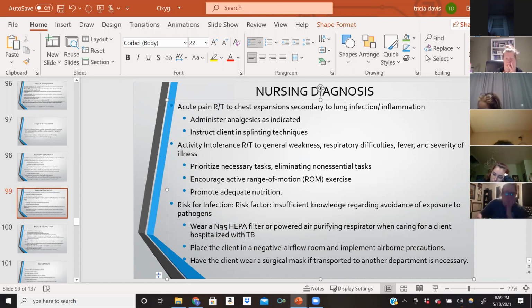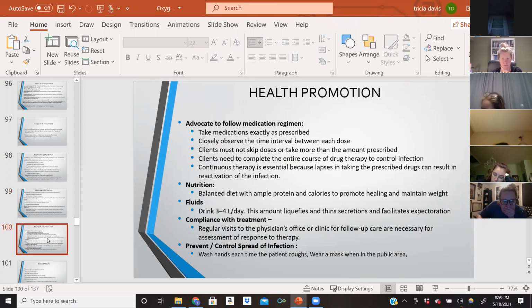The next thing, place that client in a negative airflow room, implement those airborne precautions, and then have the client wear a surgical mask if they're leaving the room and being transported to another department. They always have to have a mask on.